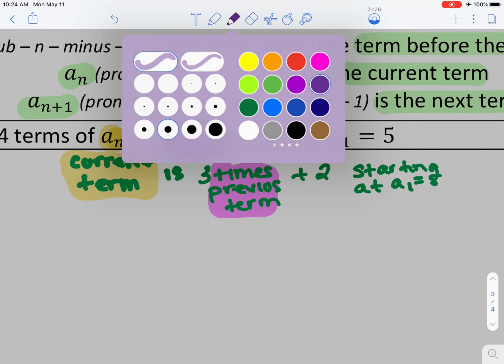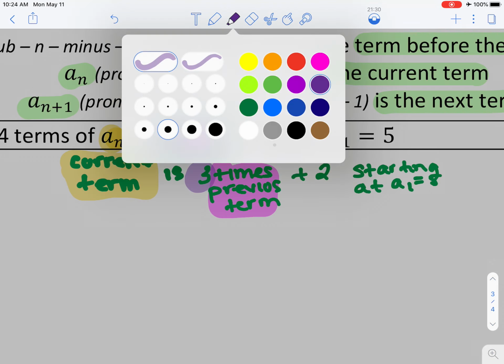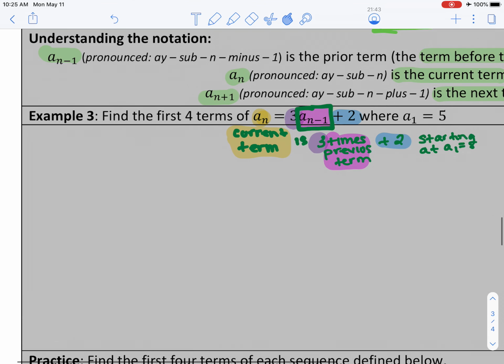We need to multiply it by 3, and then we need to add 2. Okay, so taking our previous term, multiplying by 3, and then adding 2 is going to get us all of our terms of our sequence. So I'm going to again show you this with some pretty detailed mathematical notation, and then we're going to kind of talk through it logically.